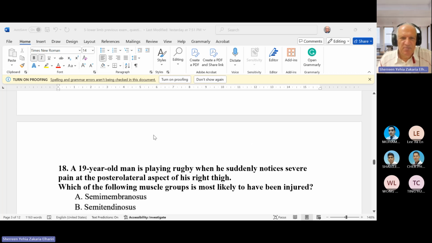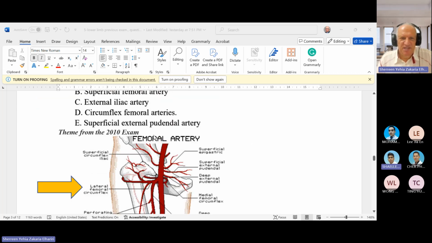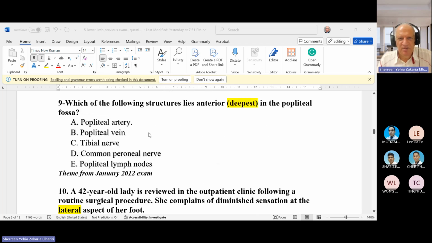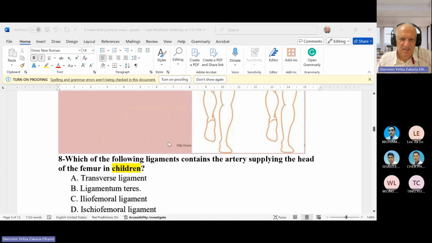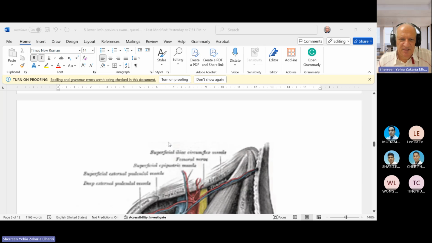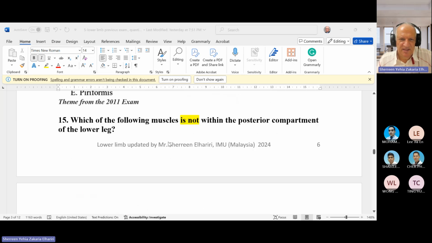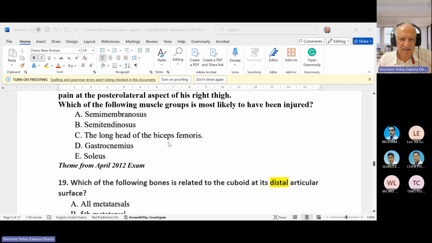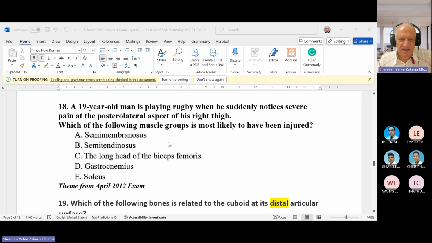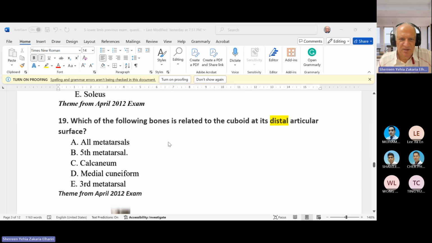If you remember the popliteal fossa from the earlier question, what is the lateral structure? It is biceps. So if you have a lateral structure affected, it is the biceps femoris tendon. So it is again important to have a picture during study or when answering an anatomy question. Lateral aspect, and it is the long head of biceps femoris. Last question.